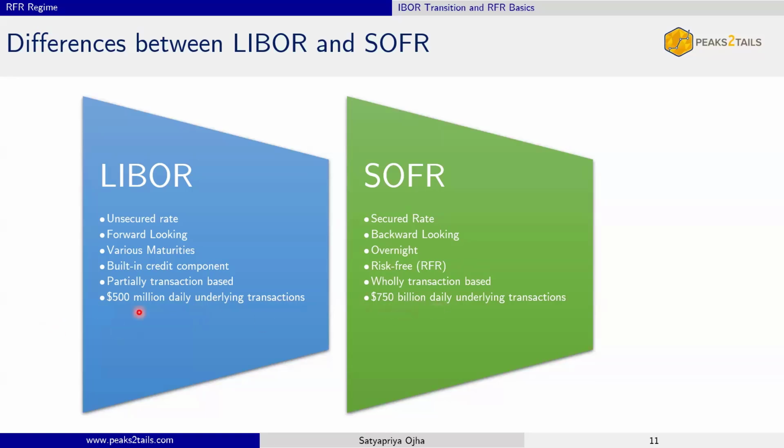And look at the volume difference. 500 million daily underlying transactions. This is the old snapshot, at the point when we were talking about transitioning LIBOR. And the SOFR market, the repo market, was already huge, $750 billion daily underlying transactions. So you can see that clear difference. Nobody could manipulate this size of market. If one or two parties manipulate, that doesn't matter. It's a huge market, with no room for manipulation. So these are the main differences.